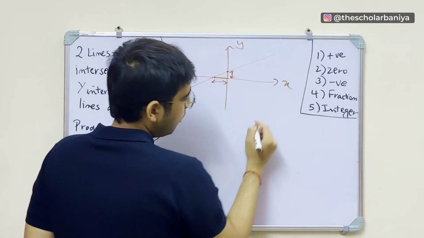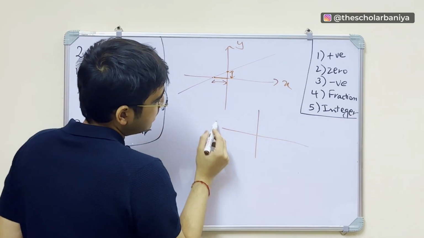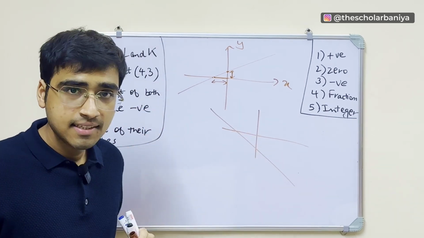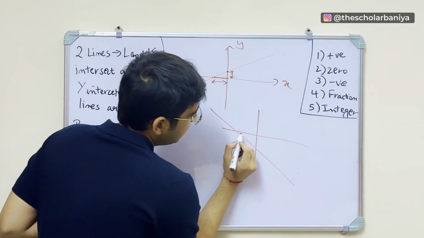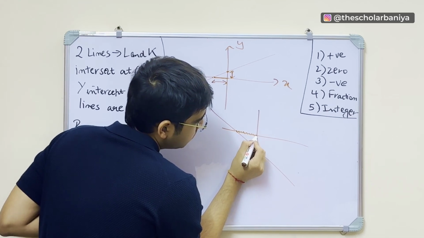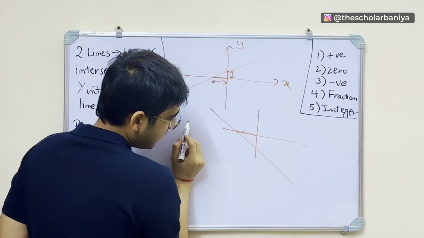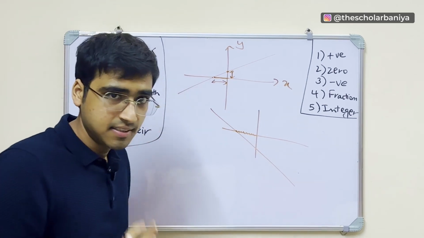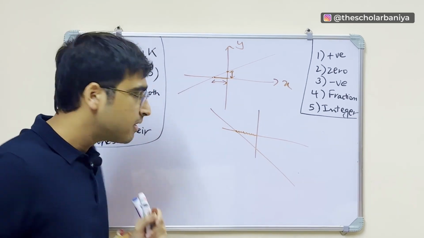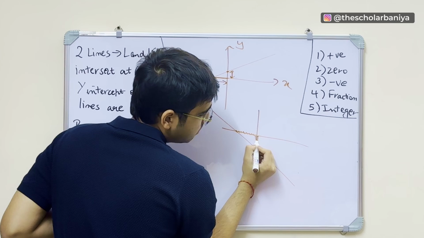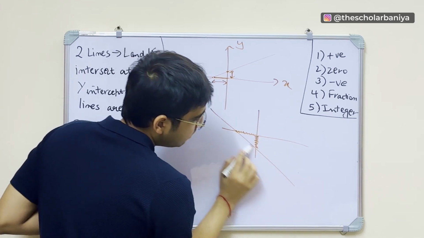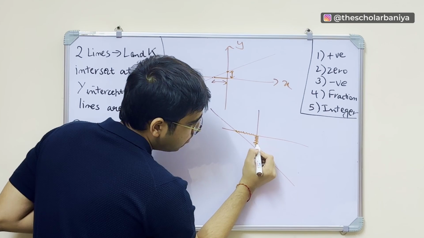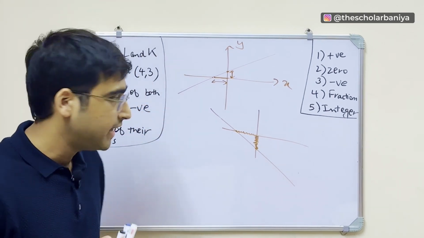Okay. Now, for example, let's say for this case, what is the x-intercept? The x-intercept is this part, because the line intersects the x-axis at this point. So this becomes the x-intercept. And what is the y-intercept? The y-intercept is this part, because this line intersects the y-axis at this point. So this part becomes the y-intercept, right?